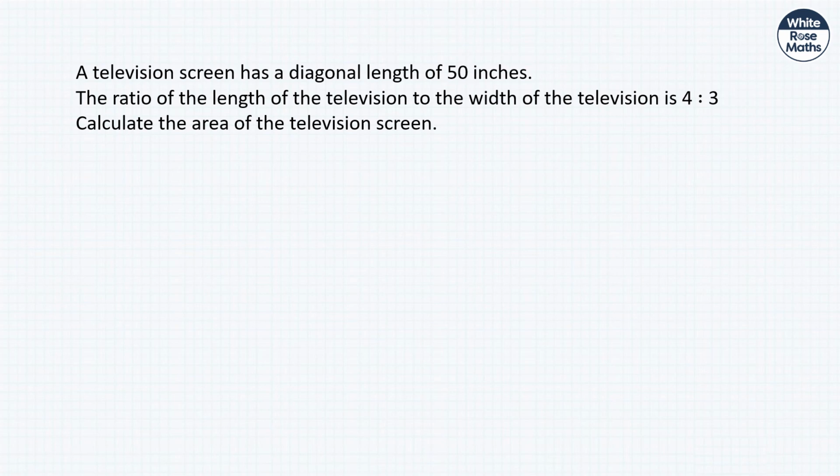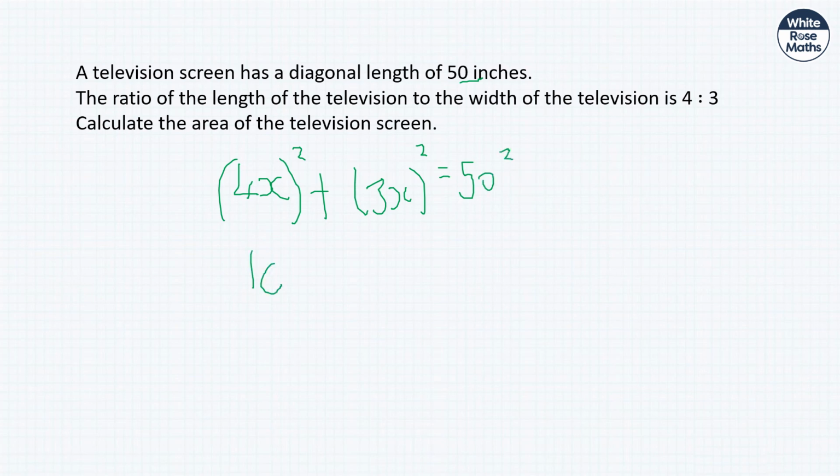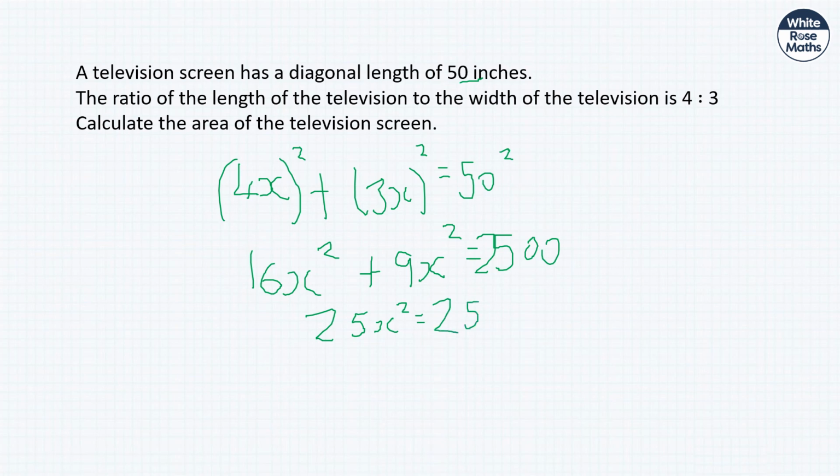A television screen has a diagonal length of 50 inches. The ratio of the length of the television screen to the width of the television is 4:3. So calculate the area of the television screen. So we're going to have (4x) all squared plus (3x) all squared is equal to 50 squared. So that's going to be 16x squared plus 9x squared is equal to 50 squared, or 2,500. I'm going to get 25x squared is equal to 2,500. Divide by 25, so we'll get x squared is equal to 100. x is equal to the square root of 100, so x is equal to 10. So x equals 10 inches.